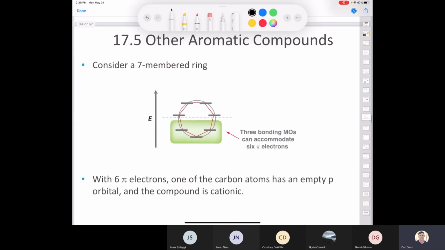Now, what if we have a 7-membered ring? Okay? What if you have a 7-membered ring? If I just draw a cycloheptane ring, and I put 1, 2, 3 double bonds, that would be 1,3,5 cycloheptatriene. Well, that's a non-aromatic compound. Why is that non-aromatic? Because it doesn't have a continuously overlapping system of p orbitals, right? This carbon is sp3 hybridized. Therefore, again, this is non-aromatic.